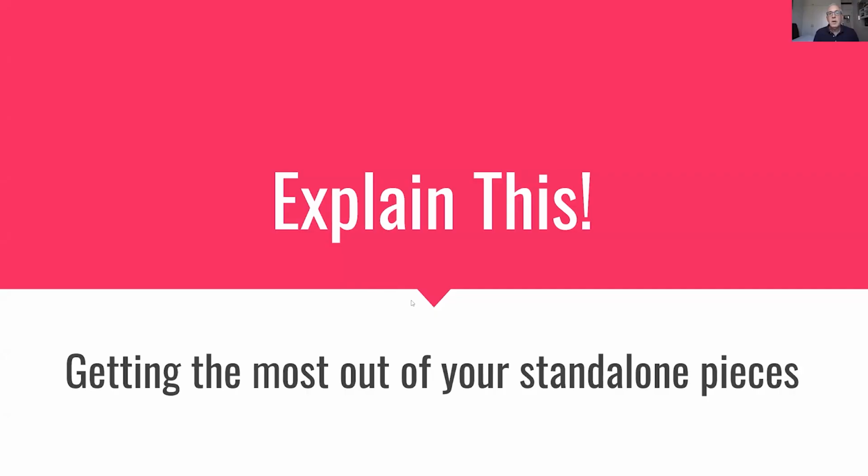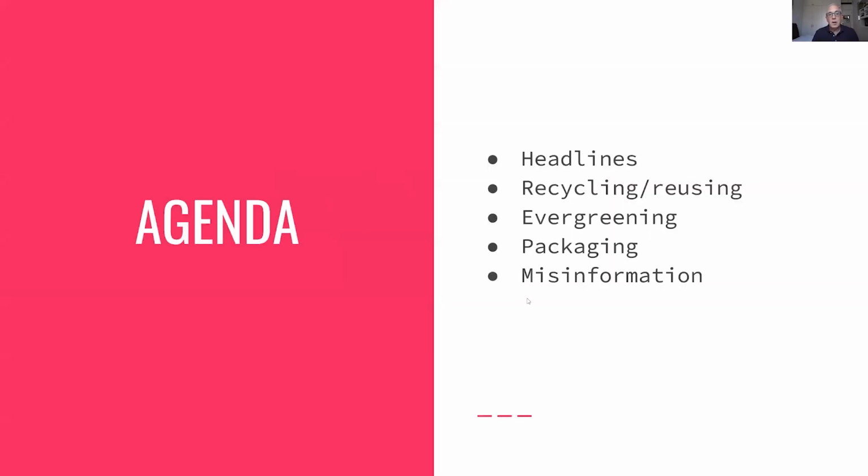Back. This is the second video for Module 3 on standalone explainers. Today's topics are a bit of a grab bag, things that are important besides writing the actual text of your explainer. We're going to be looking at headlines, recycling and reusing explainers and the idea of evergreening, how they can be integrated into the news and news packages, and their role in fighting misinformation.